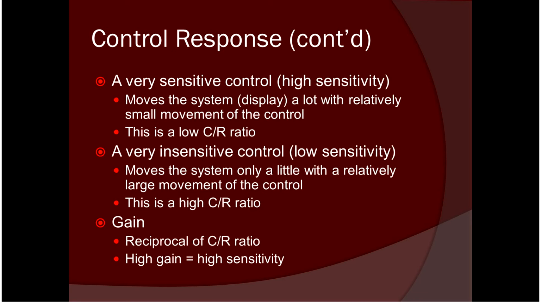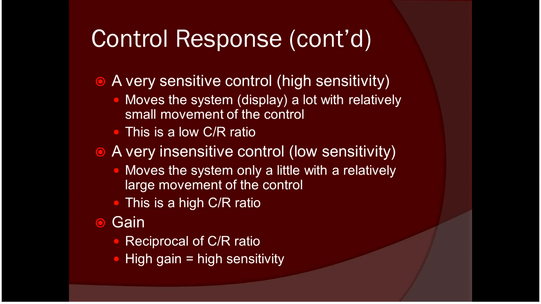So, sensitivity and insensitivity. We'll make sure that you understand the difference between sensitivity and gain. Okay, there is no difference. High gain is high sensitivity. Now, let's make sure that you understand why, though, and how that relates to a low or high control response ratio. So expect there to be a question on those bonus questions at the end of the exam on this particular topic, maybe more than one.